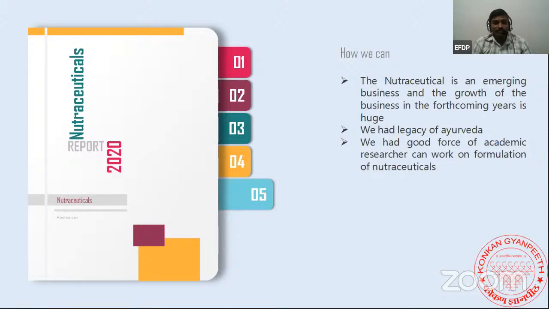I can give the example of one person. I don't want to disclose the identity, but from a renowned institute, his product has been approved by one company, and he became a millionaire because of one product. So there is a chance that everybody can go into emerging business and growth, because after some years we will be thinking only of nutraceuticals, not medicine.